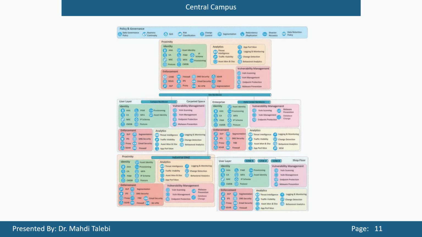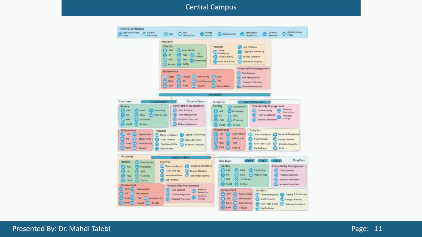secure. The enforcement layer incorporates a series of defensive mechanisms like firewalls, intrusion prevention systems, IPS, data loss prevention, DLP, and cloud access security brokers, CASB. These tools enforce the security policies by blocking unauthorized access and preventing data breaches and are tailored to different parts of the network, such as the campus backbone and data center.